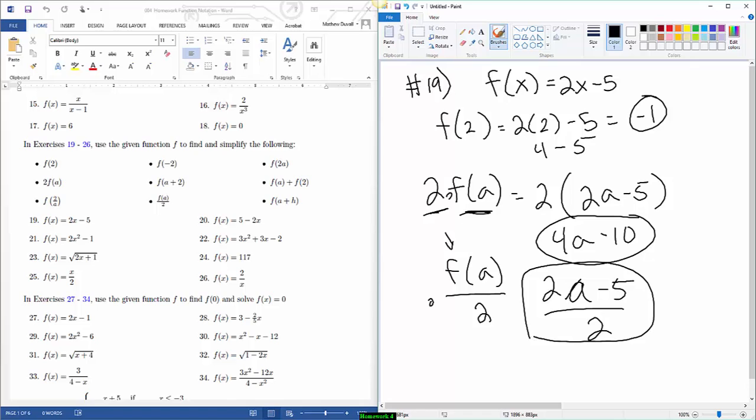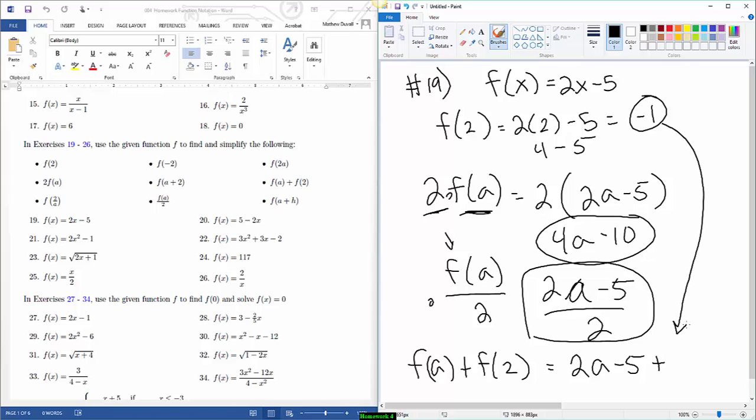We'll try this one. f of a plus f of 2. So that's going to be... Here's f of a. So that's my function with a plugged in, and then plus my f of 2 we set up here, which is negative 1. So that's going to be 2a minus 6. So that's going to be my answer.